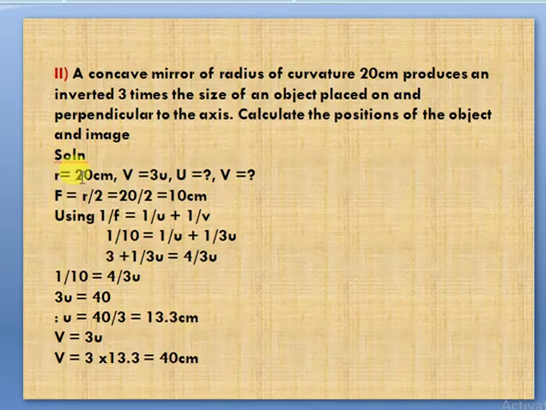Now, what is my image distance? I can still use this formula to do it, or I can just use this equation where I say that V from the question is equal to 3U. V will be equal to 3, I'll substitute for U, 13.3. So V is equal to 40 centimeters. So you find out that your object distance is 13.3 cm, while your image distance is 40 cm.